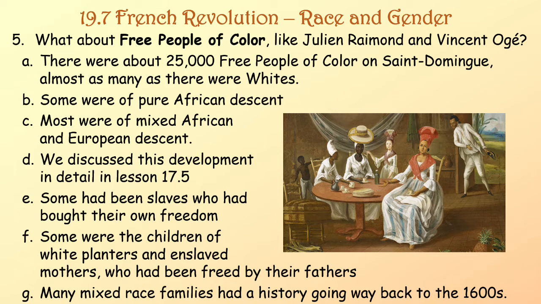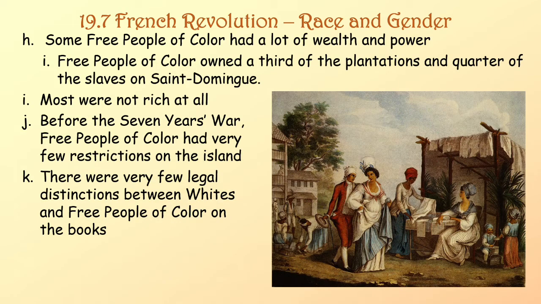And we discussed this development in detail in Lesson 17.5 and a previous lesson. Some had been slaves who had bought their own freedom. Some were the children of white planters and enslaved mothers who had been freed by their fathers. Many mixed-race families had a history going all the way back to the 1600s. Some free people of color had a lot of wealth and power. Free people of color owned a third of the plantations and a quarter of the slaves on Saint-Domingue.